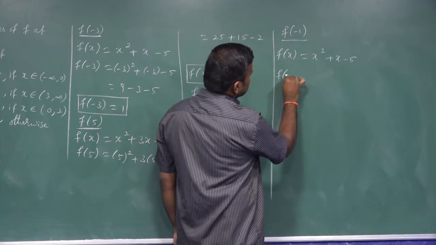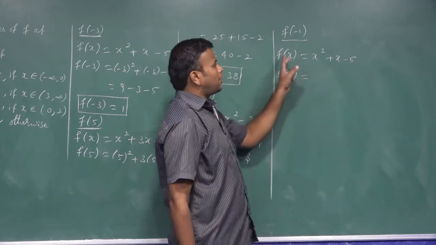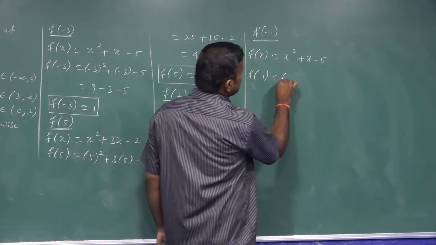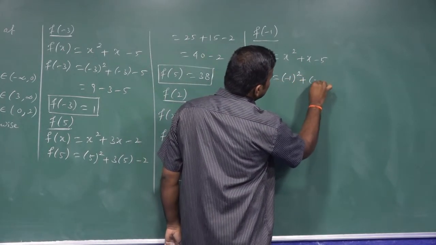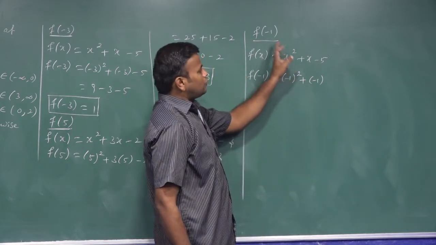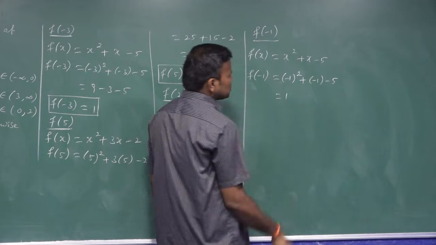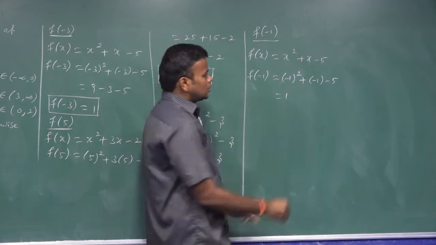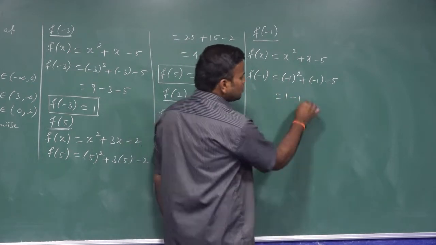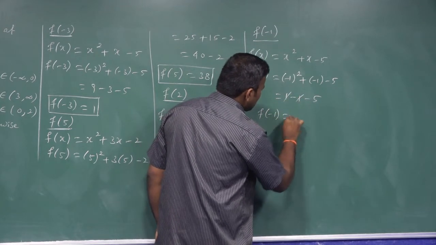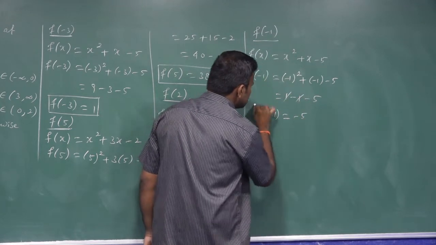Now I replace x by minus 1. So f of minus 1 is equal to minus 1 the whole square plus minus 1 minus 5. Minus 1 the whole square is 1, and plus into minus 1 is minus 1, minus 5. Plus 1 minus 1 is cancelled. So f of minus 1 value is minus 5.